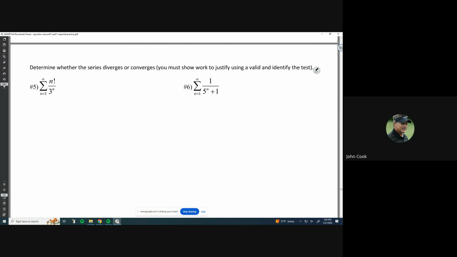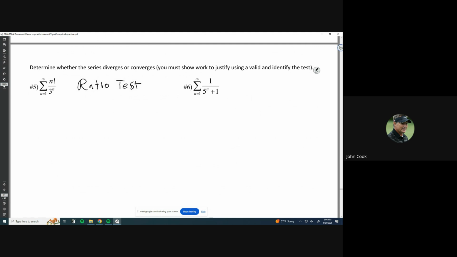This one, oh man, this is like textbook ratio test because it's got a factorial and also an exponent in it. So ratio test all the way for this one. I use ratio test whenever there's a combination of a geometric series or an exponential function and a factorial or a polynomial. When you have combinations of the two, that's when I think to do ratio test.